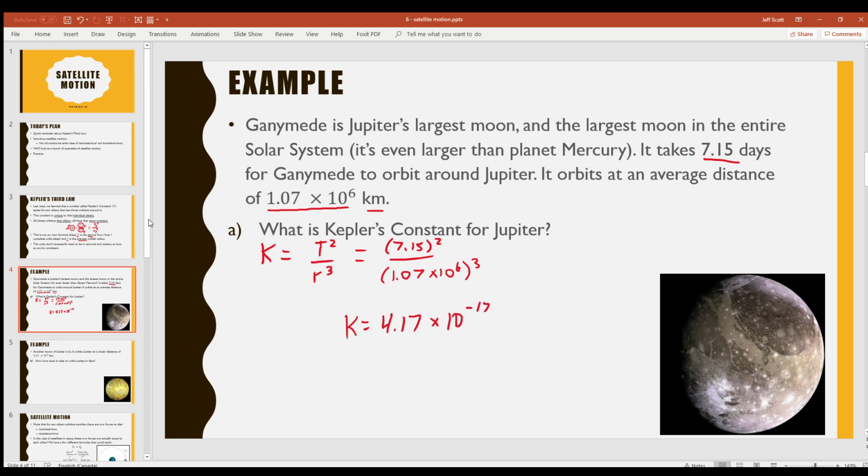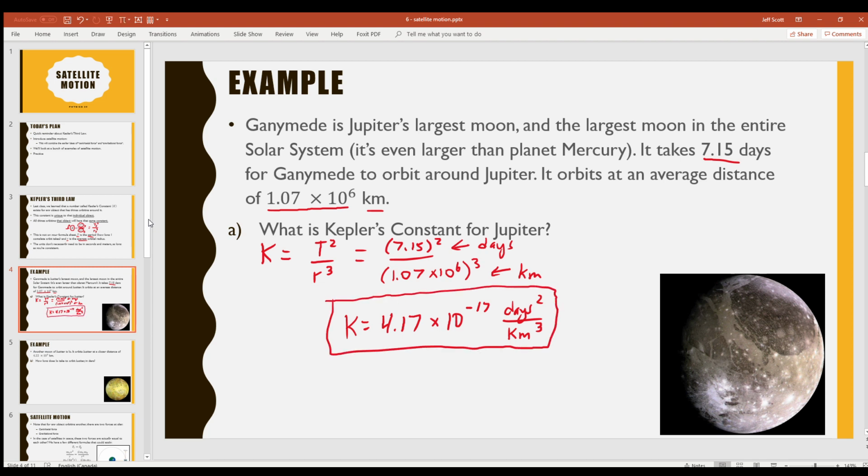Now, before we close this off and put a box around it and say it's our final answer here, it is important to list the units. Again, the units don't matter for what you put in, but when you give your answer, you should state what units it's in. Since we put days on our numerator up here and kilometers in our denominator up here, and then we squared the numerator and we cubed the denominator, we can say that the units on this would be days squared over kilometers cubed. Then we can put a box around this and say that that's our final answer for this question.